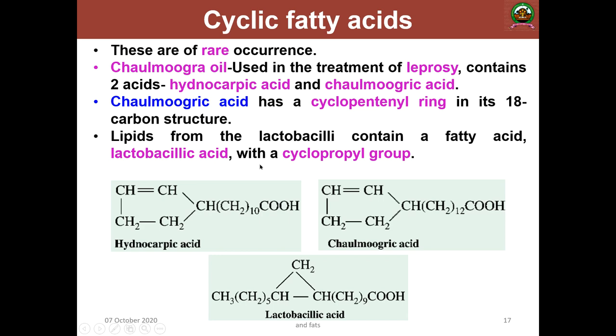The next one: certain lipids commonly present in lactobacilli contain a fatty acid called lactobacillic acid, okay, which has a cyclopropane group. So here it is a 1, 2, 3, 4, okay, 4-membered ring, and here it is a 3-membered ring. Here you can see the 3-membered ring, CH3, CH2, CH, and you can see this is commonly shared; that is known as lactobacillic acid. That is very important. Lactobacillus is a gram-positive bacteria that is commonly present in our body as a probiotic, okay, and it can produce fatty acid as well.